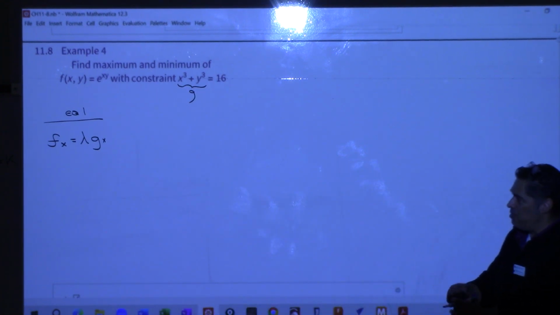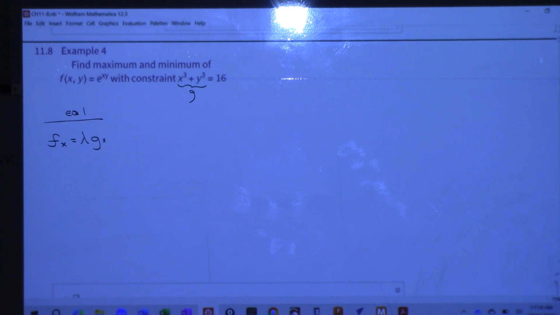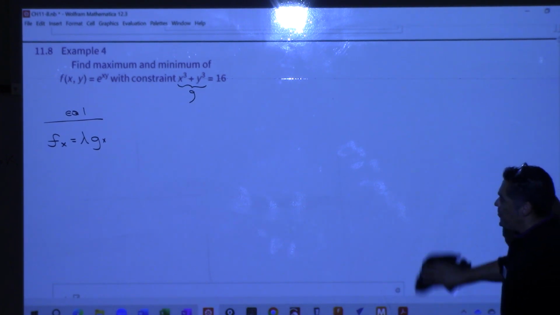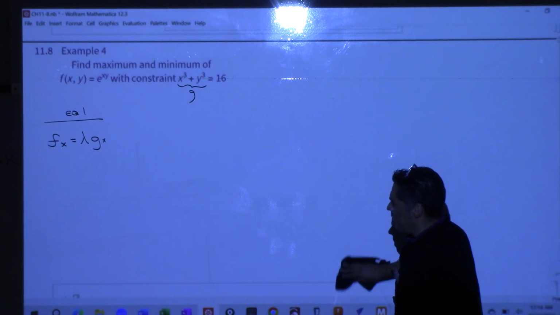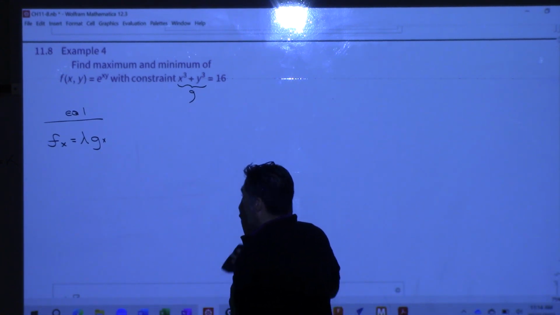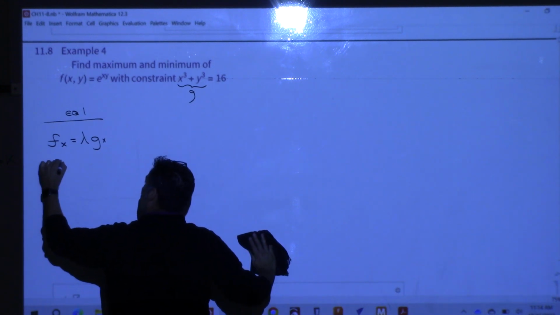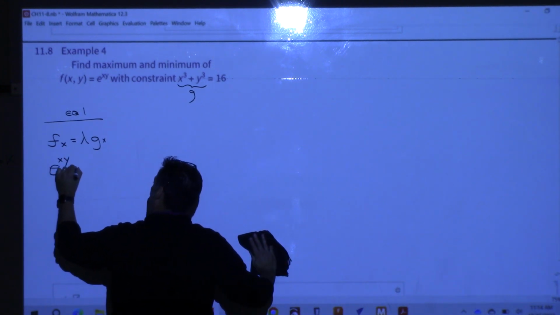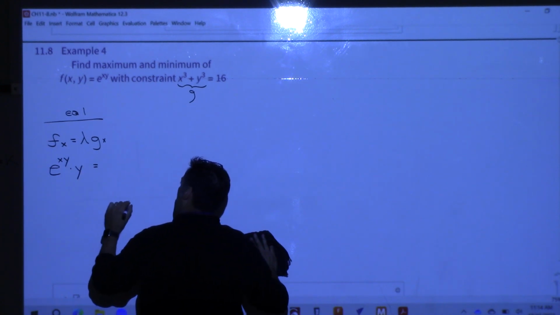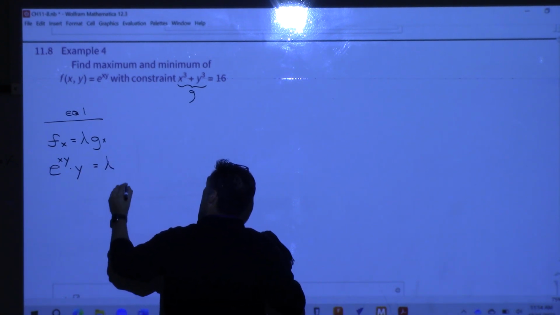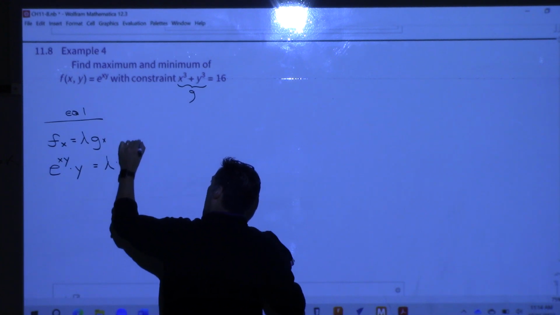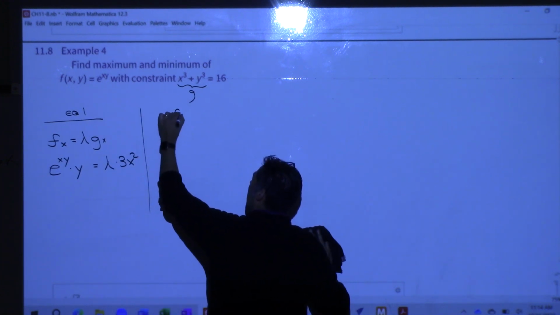All right, let's take turns. Who wants to tell me that equation? First, you get to volunteer, and then you have to wait until it's your turn again. So who wants to tell me what that equation is? Just read it out to me. F of x is e to the xy times y. E to the xy times y equals lambda 3x squared. Good.